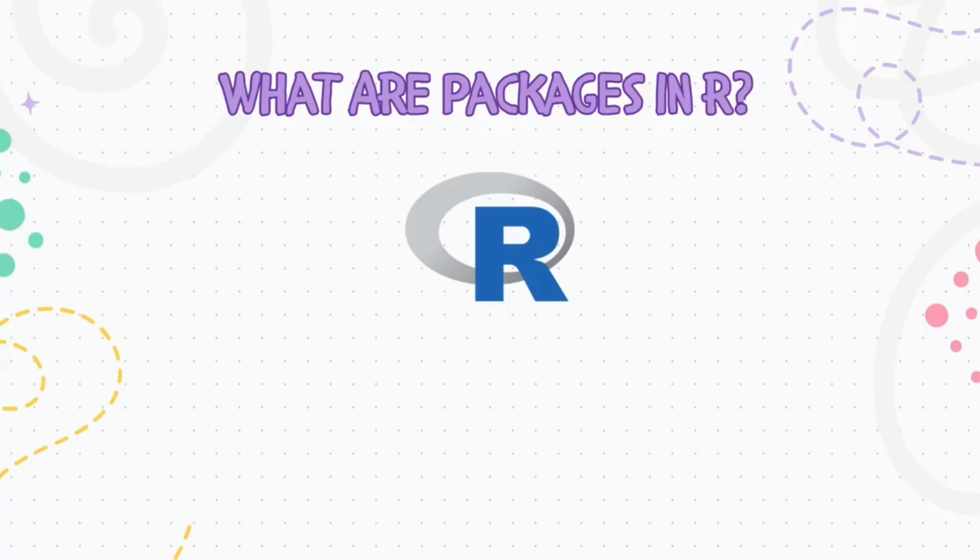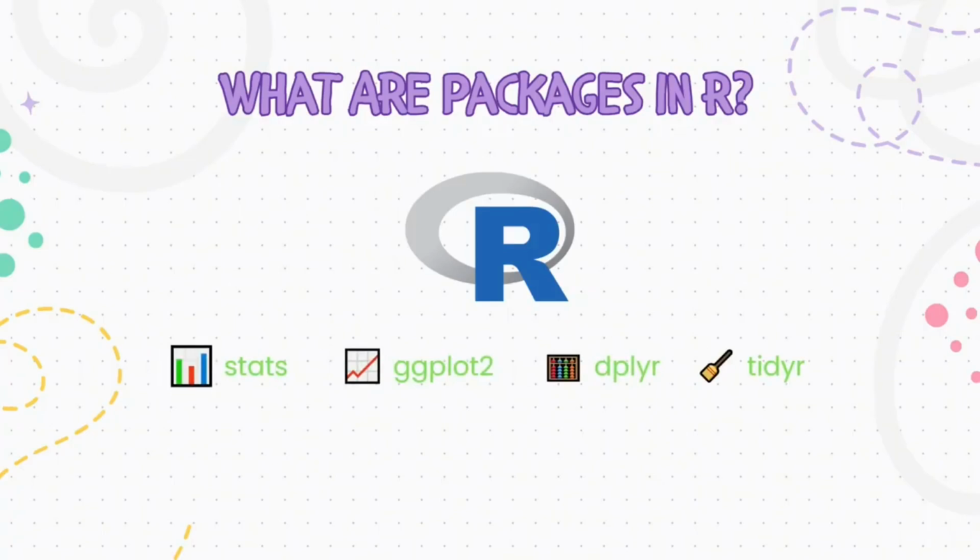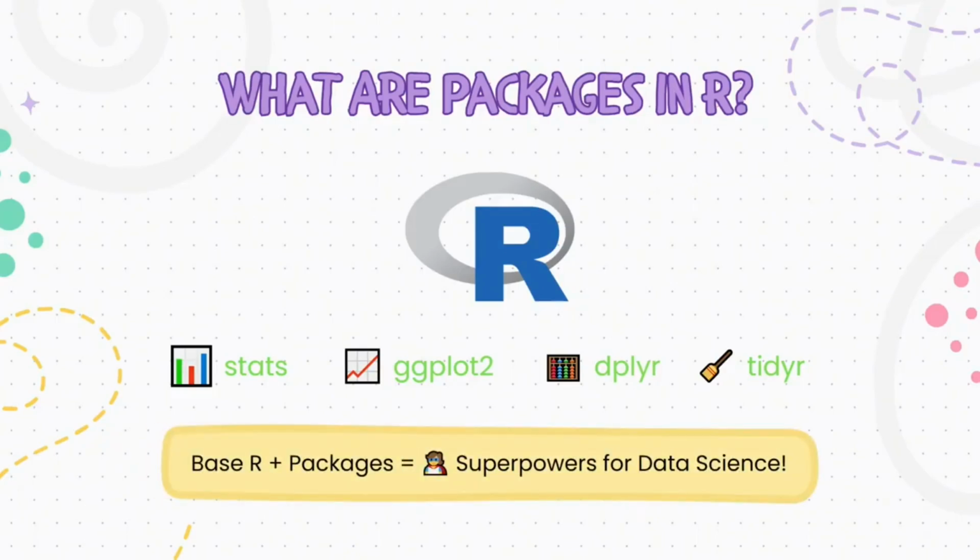Some popular packages are stats, ggplot2, dplyr, and tidyr. You can think of R as a basic toolbox and packages as specialized toolkits that we add when we need them. So base R plus packages equals superpowers for data science. That is, when we add packages on top of base R, we get incredibly useful tools for data science.